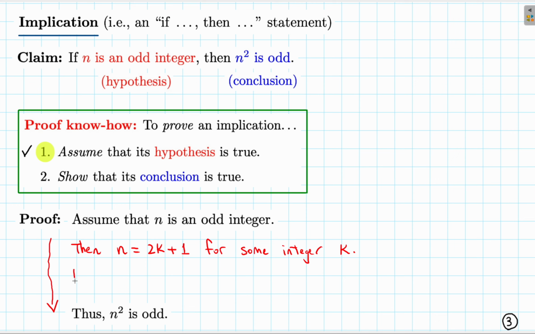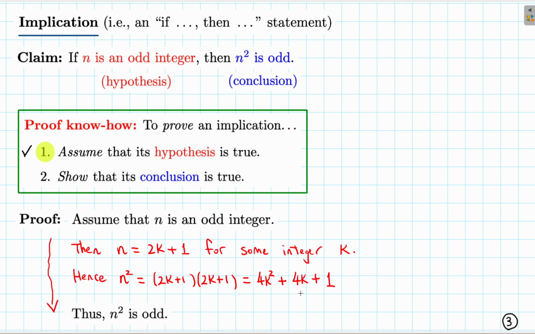So we could say hence, this is n. So when we square it, n squared is equal to 2k plus 1 times 2k plus 1. That's n squared. And let's multiply that out. So we get 2k times 2k, 4k squared, plus 2k plus another 2k, 4k, plus 1.